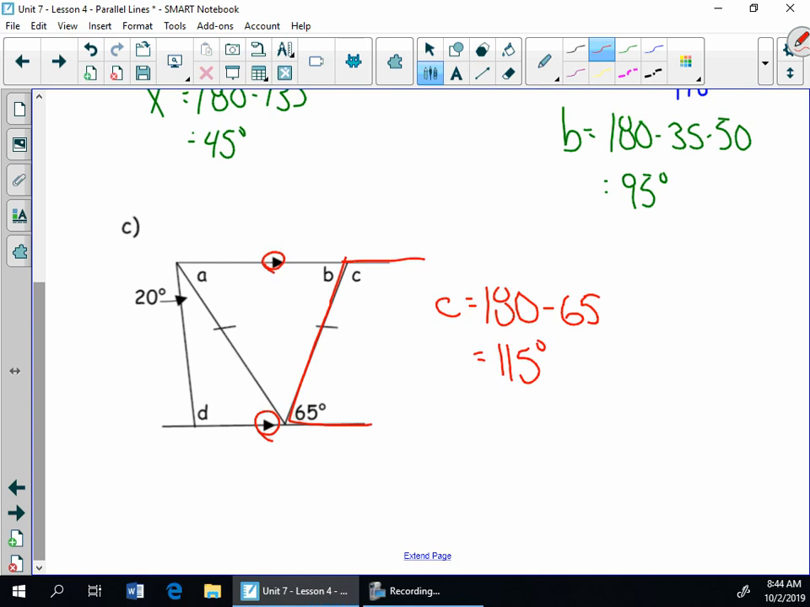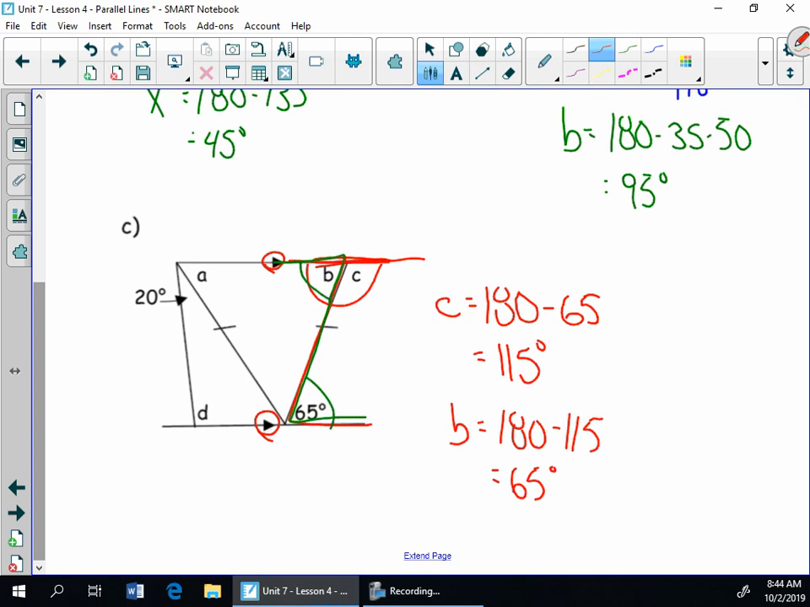Now, if I know C, I can get B because I have a straight line right here. B will be 180, take away 115. That's 65, which sounds a lot like the 65 I have down at the bottom. Why does that make sense? Well, there's actually a letter Z there too. Could have used that one.